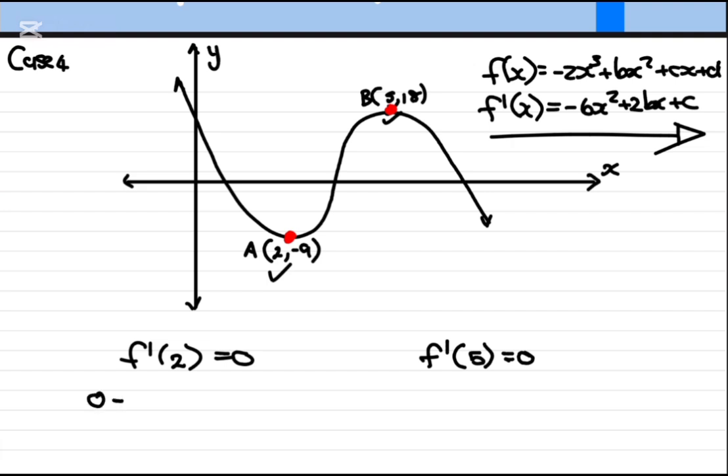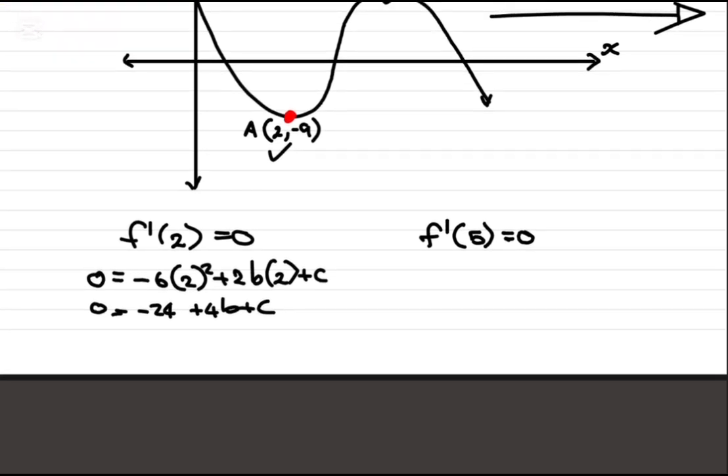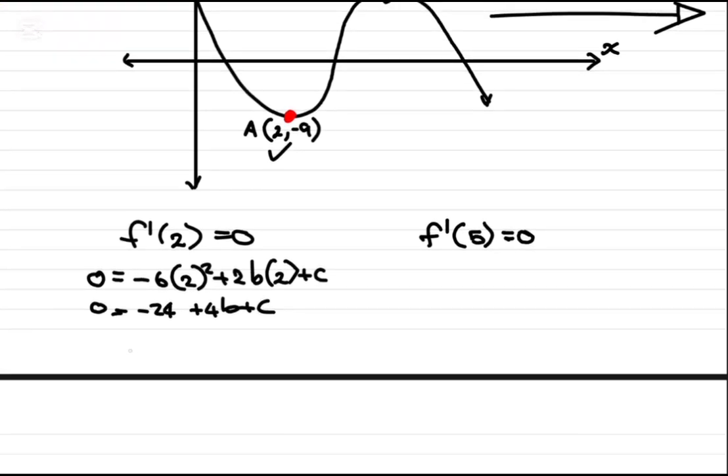So we can say 0 equals negative 6x, but x we do know the value, 2 squared plus 2b, and x is 2 plus c. Okay, so this becomes negative 24 plus 4b plus c, all equal to 0. Let's just move it upwards a bit. Let's get c as my subject. So we'll move the 24 across, becomes positive, minus 4b, so that would be equation 1.